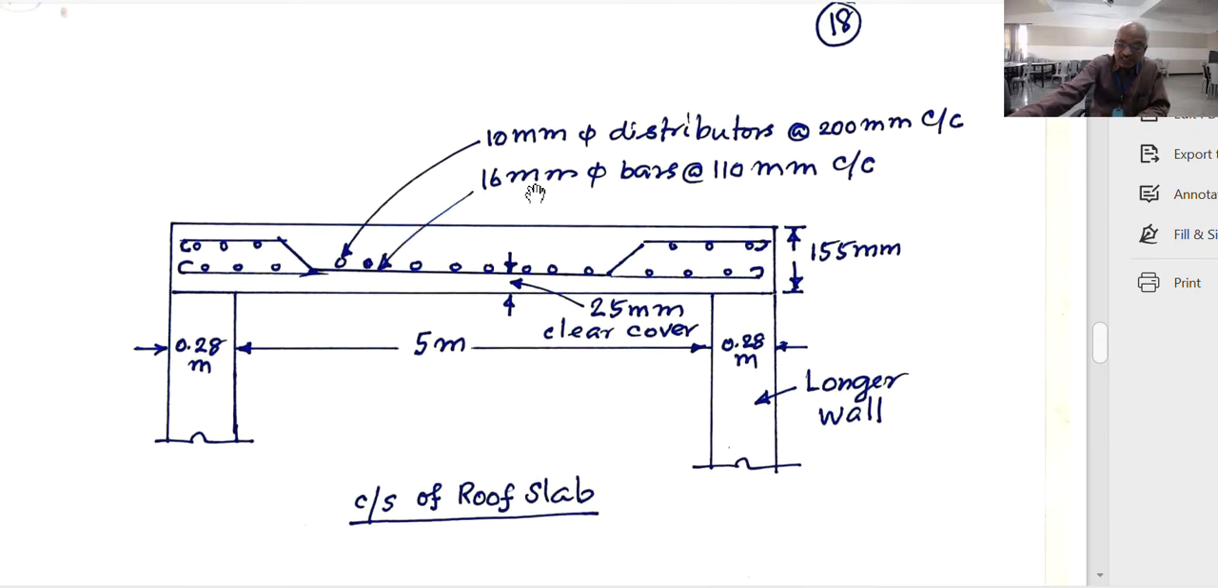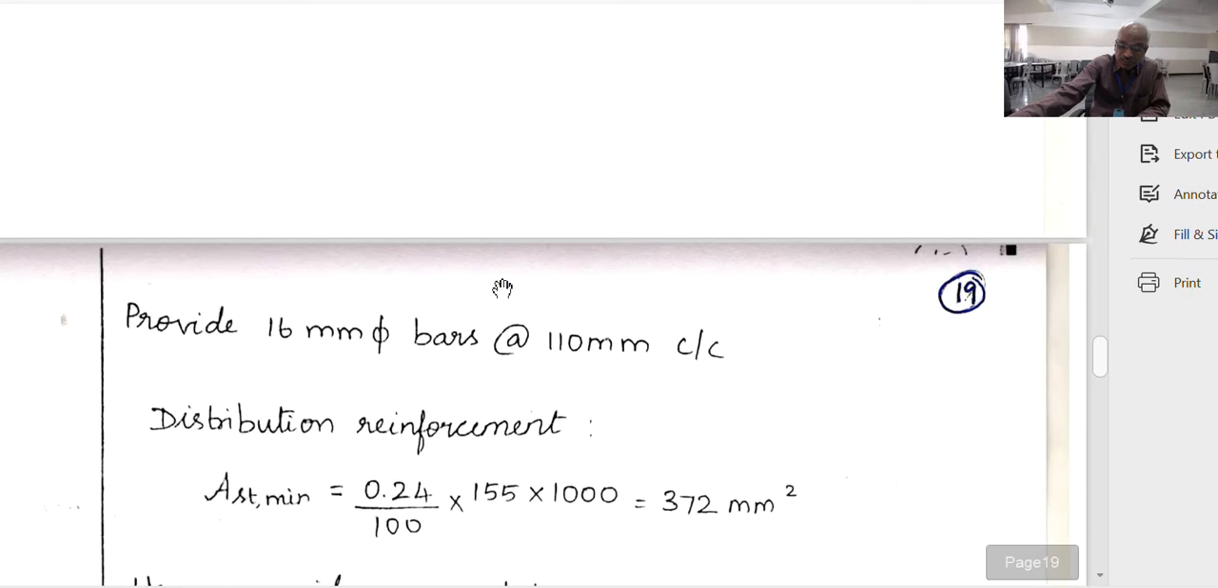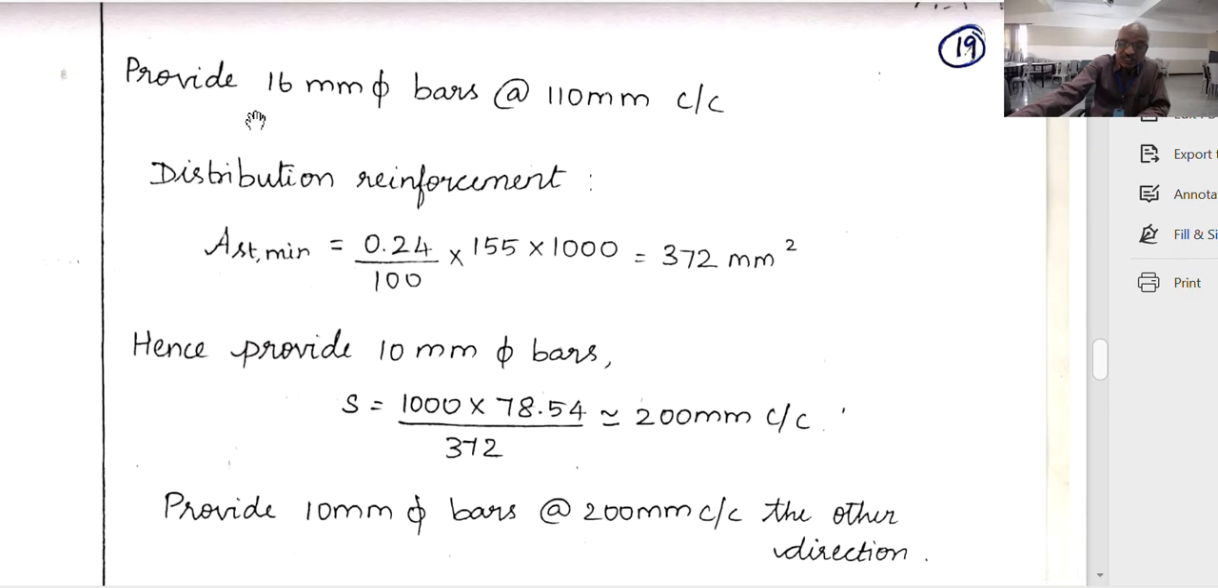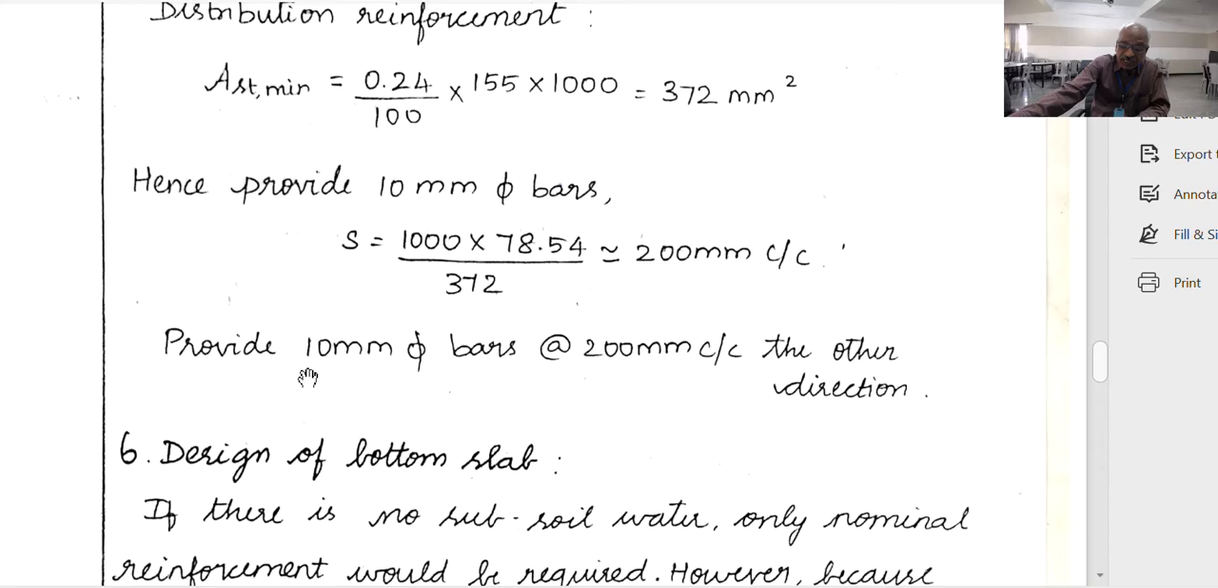Design is yet to be done. 16 mm diameter bars at 110 mm center to center. This is the main reinforcement. Distribution steel is 0.24% of the total cross-sectional area, that is 10 mm diameter bars at 200 mm center to center in the other direction.